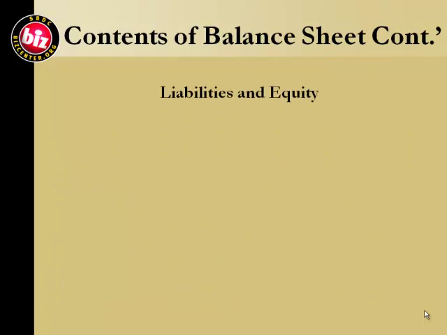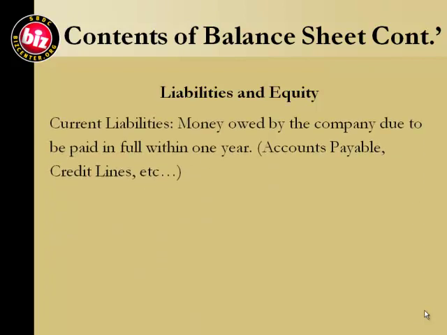Now we will look at the liabilities and equity sections of the balance sheet. Liabilities are classified in a similar way as assets. Current liabilities are obligations owed by the business and are due to be paid back in full within 1 year. These may include items such as accounts payable owed to your vendors, a line of credit, or payroll taxes.